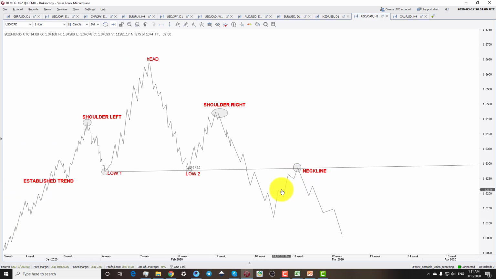Now if you wait for selling here, you get a very good risk to reward ratio, and I always recommend a good risk to reward ratio.